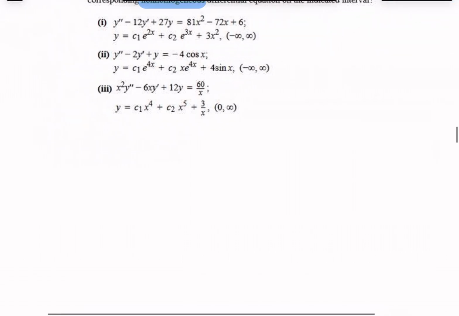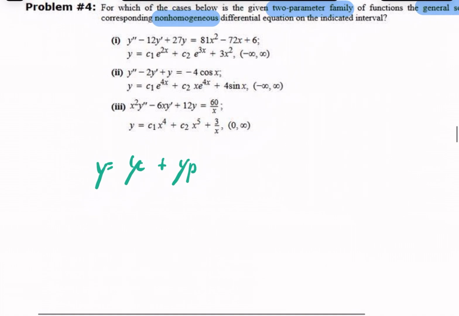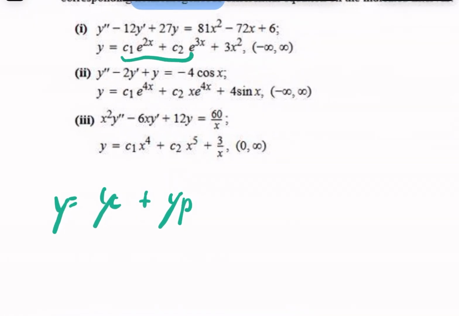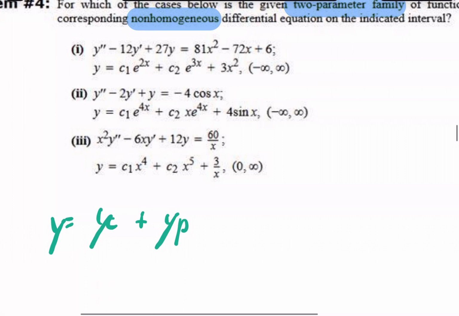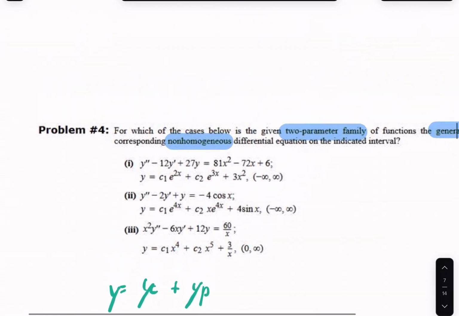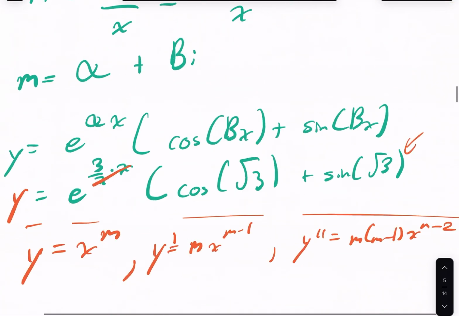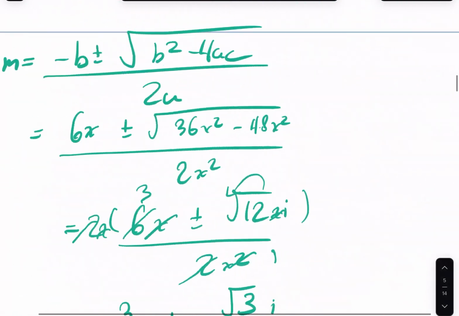The general solution is y equals the complementary solution plus the particular solution. Okay, so the complementary for the first one is that, and the particular is this. Complementary, particular, complementary, particular. It's the same thing. Now, for the first one, you'll notice that the equations are the exact same as part 3. Okay, cool. So that makes our life a lot easier.